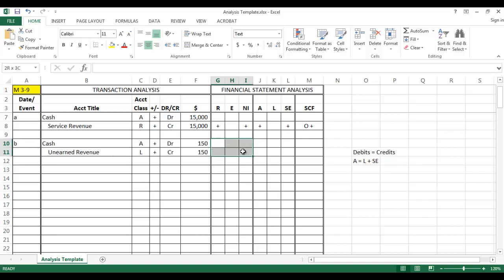This transaction has no effect on the income statement. No revenues or expenses are involved. On the balance sheet, assets have increased, as have liabilities. And again, on the statement of cash flows, we have another operating activity.